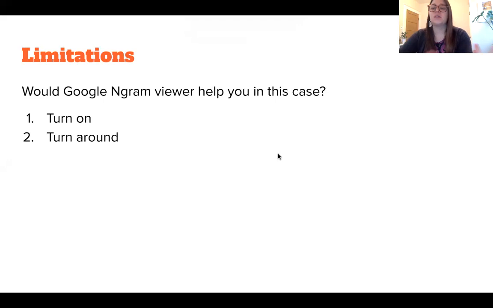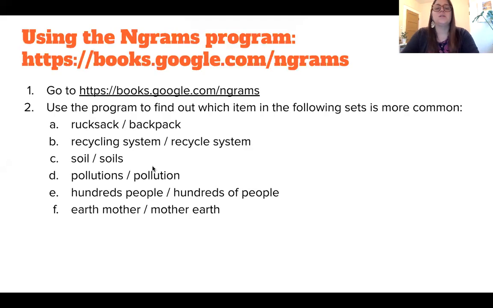So I do strongly encourage you to try this tool out, show them Ngram Viewer, show them how it can be used to see if they have 2 words with the same meaning or 2 phrases with the same meaning, or maybe a case where there's a count noun. They want to see if soil or soils is a count noun. It works in many cases.